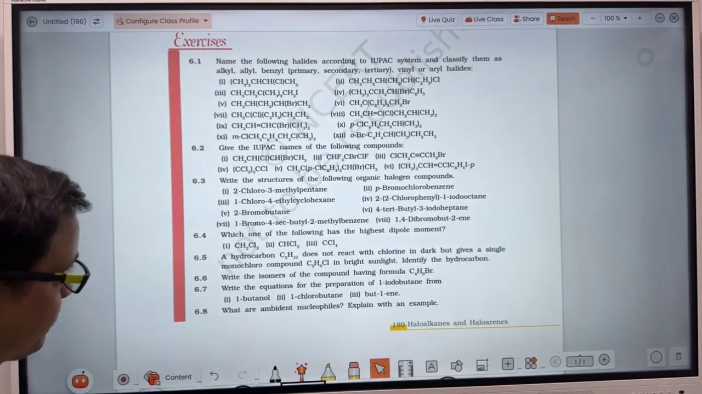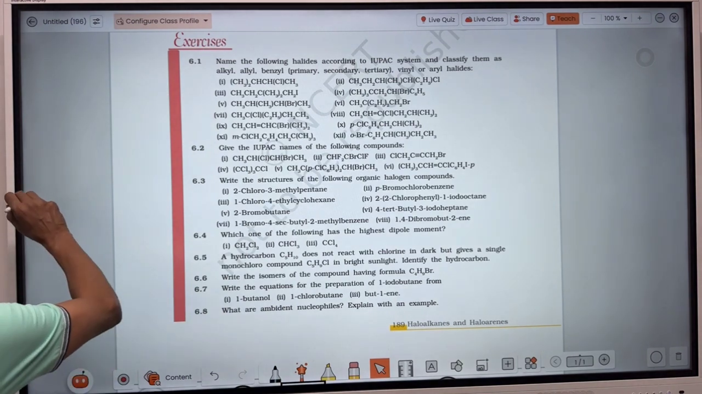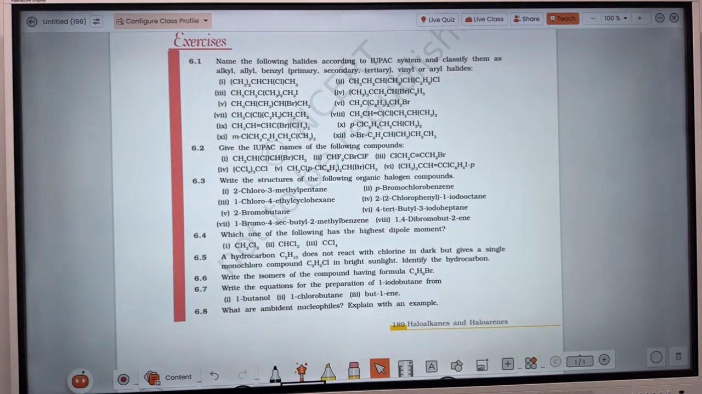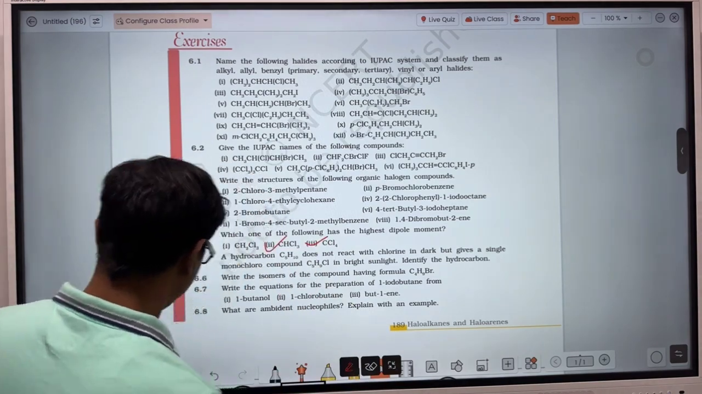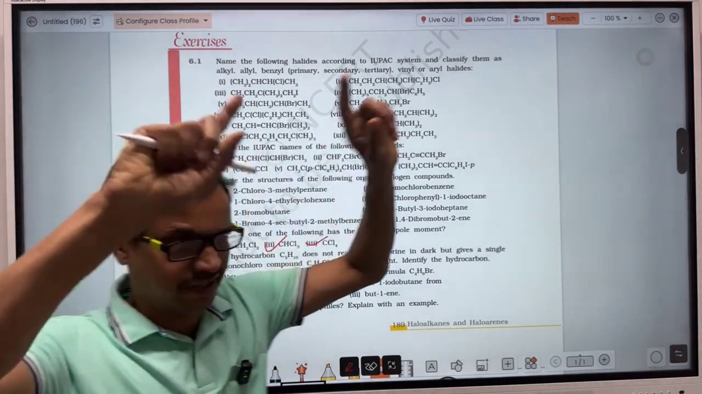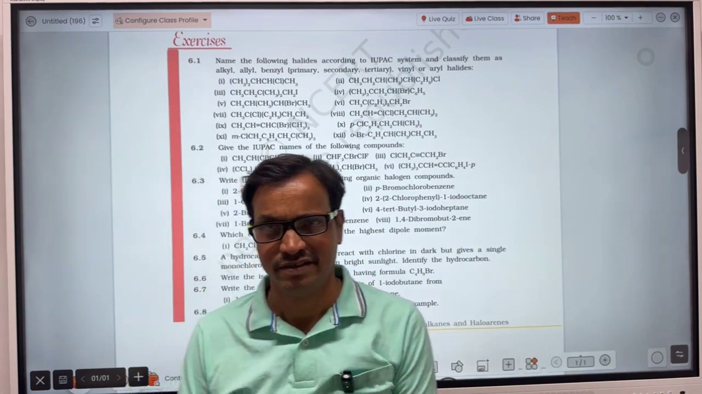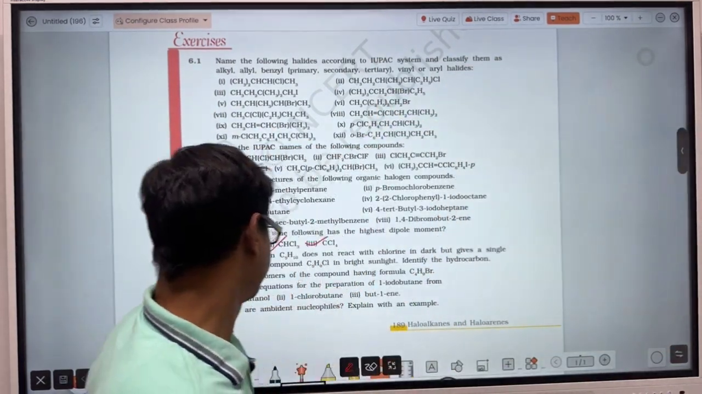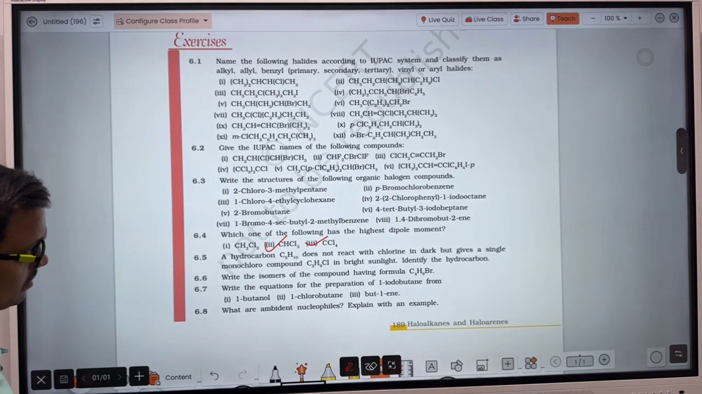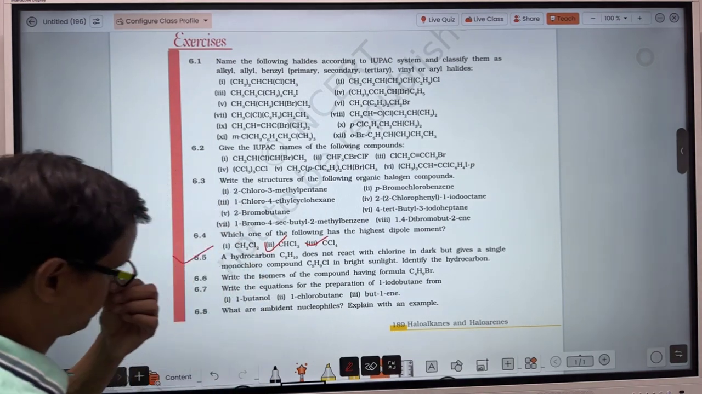Now let's see. Highest dipole moment, about that you must watch out. It is CCl4, that means CCl4 will be, not CHCl3. Why? The structure will be tetrahedral geometry. In case of CCl4, the 4 chlorines come from 4 sides, so it is not CHCl3. This question you do by yourself.